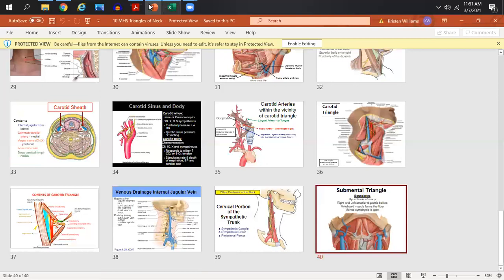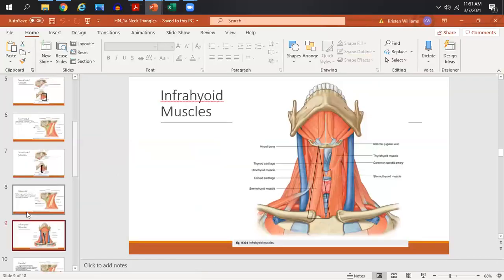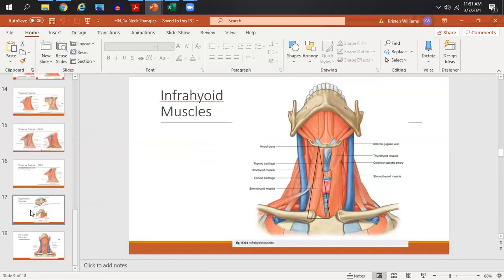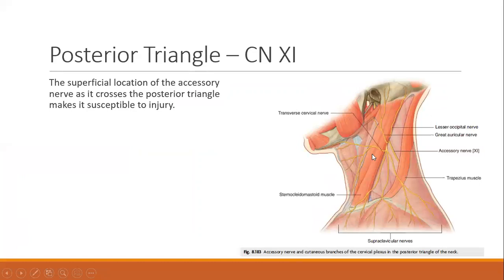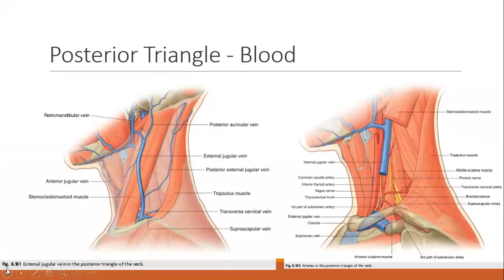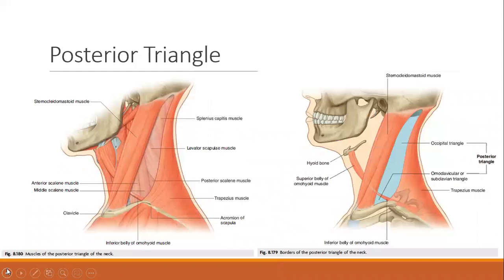Let me pop over to my triangles PowerPoint and see if there's anything that I wanted to make sure y'all knew. So we already talked about spinal accessory passing through the posterior triangle because it's innervating sternocleidomastoid and trapezius. And that makes it vulnerable to injury because it's so superficial. She might not have mentioned blood supply that much for the posterior triangle.